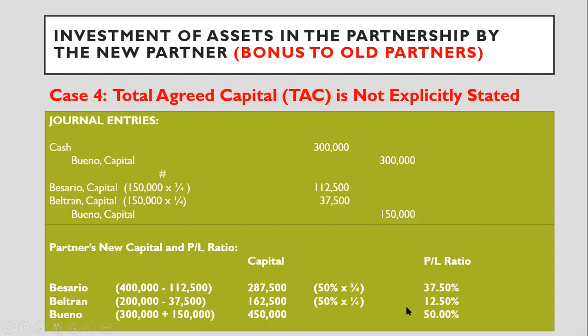So the interest given to Bueno is 50%. The remaining 50% will be shared by Bisario and Beltran using their P&L ratio. For Bisario, it's 50% times 3/4, which is 37.5%. And for Beltran, it's 50% times 1/4, we have 12.5%.